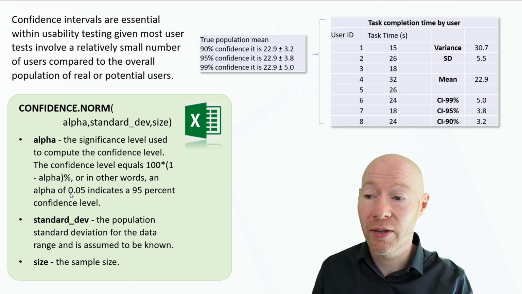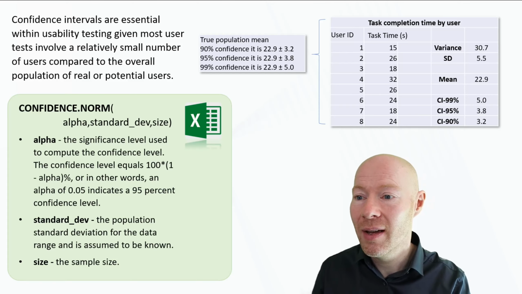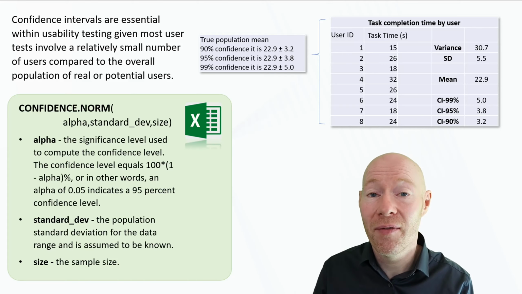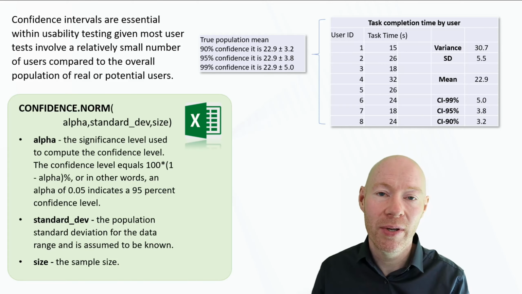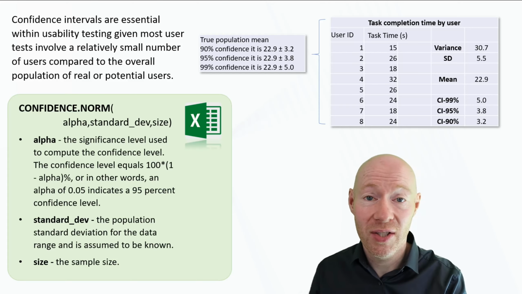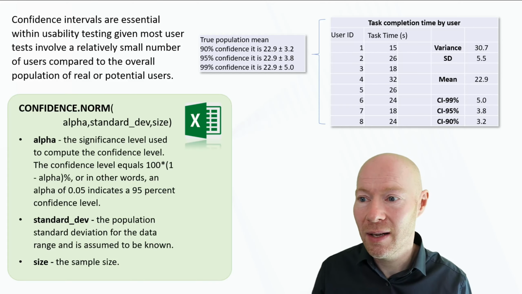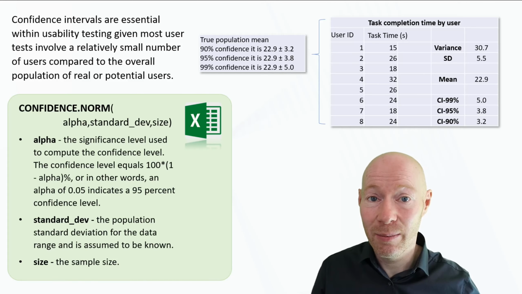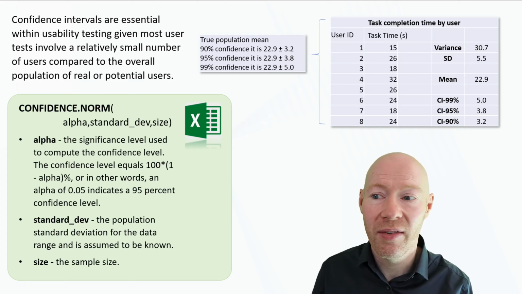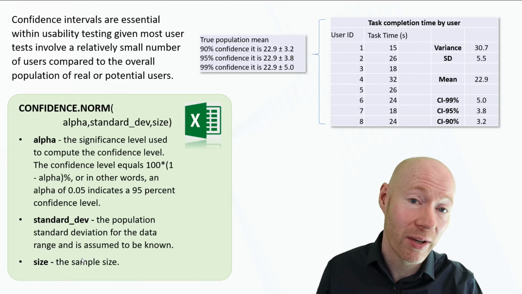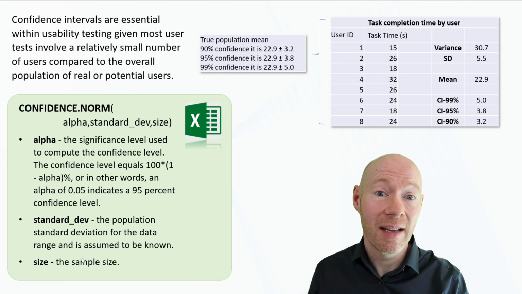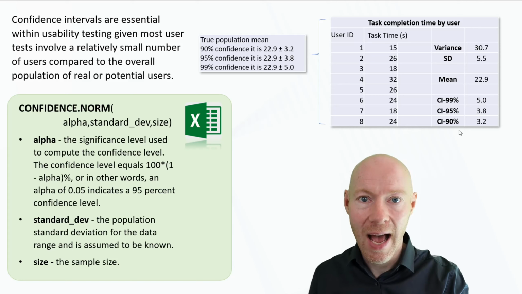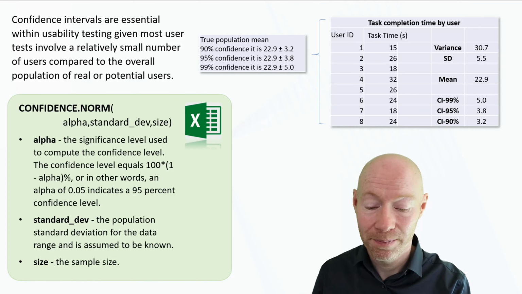So if we put in a value of 0.05, that is the same as a 95% positive confirmation level. If we put in 0.01, so 1% chance we're wrong, 99% chance that we're right, or if we put in a 0.1, so 10% chance we're wrong, 90% chance that we're right. So we put in the appropriate alpha value, we plug in our standard deviation, we plug in our sample size, and that will then give us the values we see over here in the table, which we can then add and plus to our mean value.